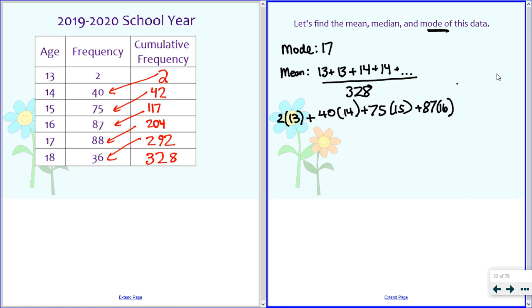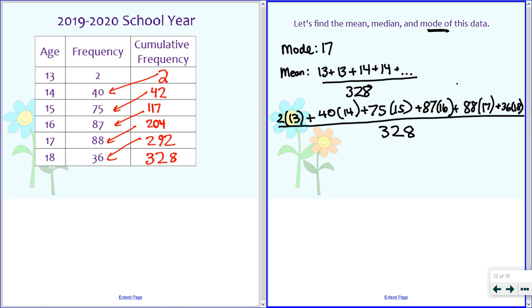Okay. And then we got to count our 88 17-year-olds. Wow, I just aged all of those students. 88 17-year-olds and our 36 18-year-olds. By multiplying the frequency by the age, we add up all the 14-year-olds and all the 15-year-olds and all of them without having to write it all out. And then we're going to divide that by the total number of students, which is 328.